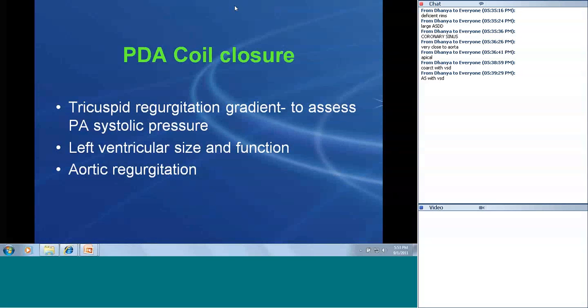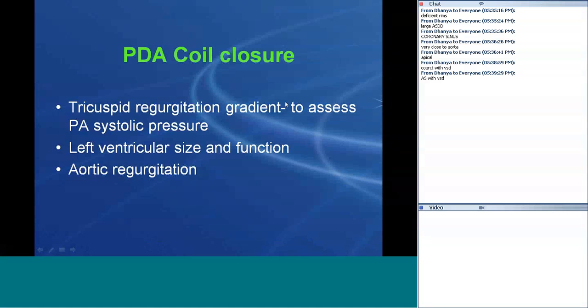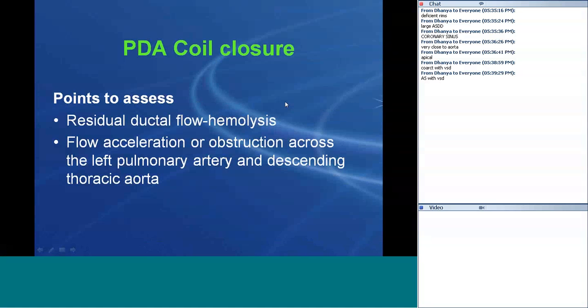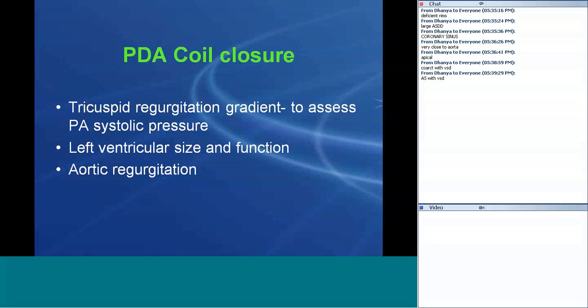And the idea behind the whole thing is that if you leave too many coils in the pulmonary artery, then there is a high chance of pulmonary artery obstruction, flow acceleration, all these things can happen. So if you have a very decent sized ampulla, then it is better to keep the major part of the coil on that side. Tricuspid regurgitation gradient to assess the pulmonary artery systolic pressure, left ventricular size and function, and again aortic regurgitation.